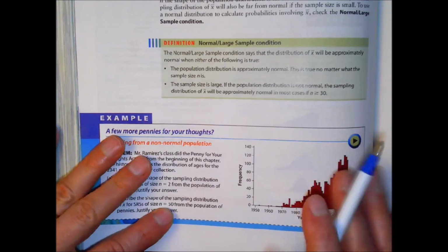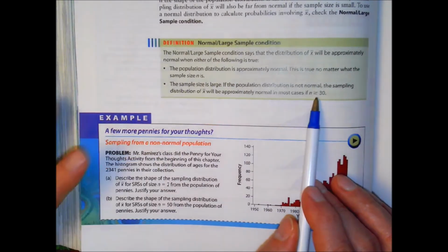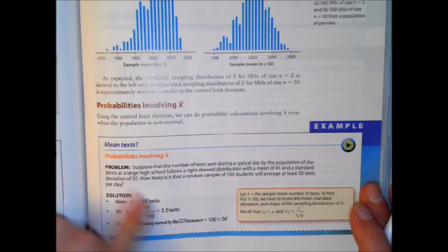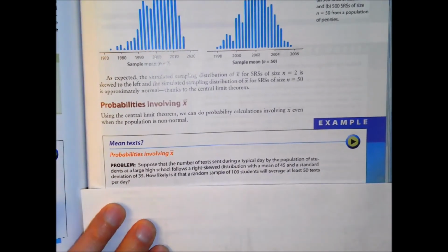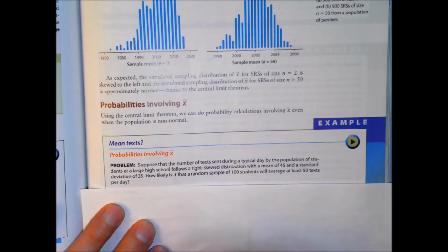CLT says as long as we're above 30, we would say it's approximately normal. Okay, so let's do another example. Suppose the number of text messages, how many text messages do you send in a day? Sometimes we do that in class, so I ask people to get out their phone and look at how many text messages they sent the day before.